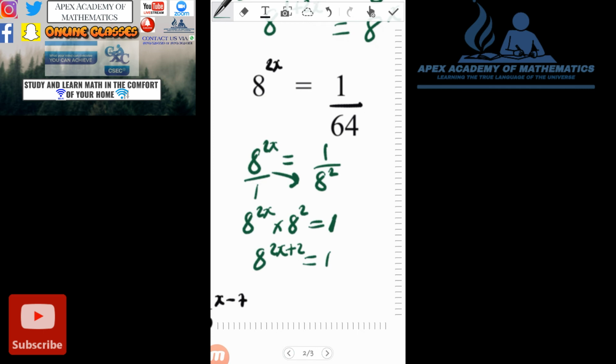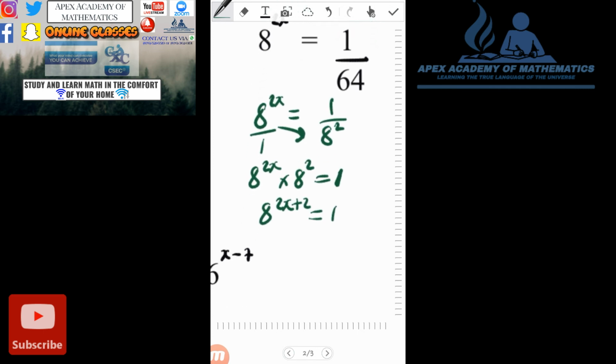This brings us to a very interesting property, which a lot of persons at this stage most of the time get stuck on. And here's where Apex Academy is going to show you what to do. At this stage right here, there's only one number in the world that can give us 1, which has a base 8. And of course we're going to write 8 to the 2x plus 2, and that's equal to 8 to the power of 0, because any quantity, no matter what it is, raised to the power of 0 is equal to 1.